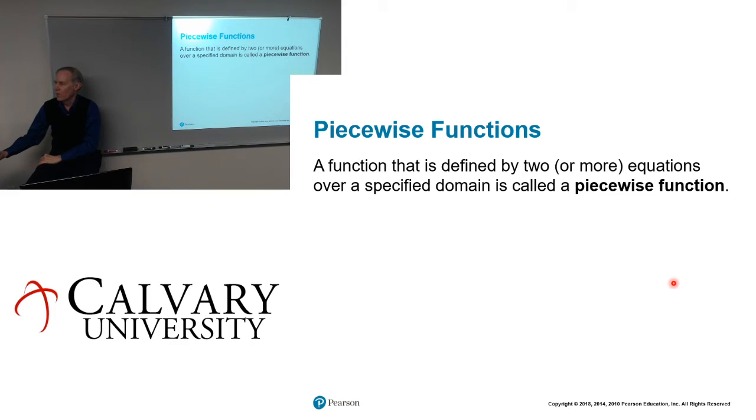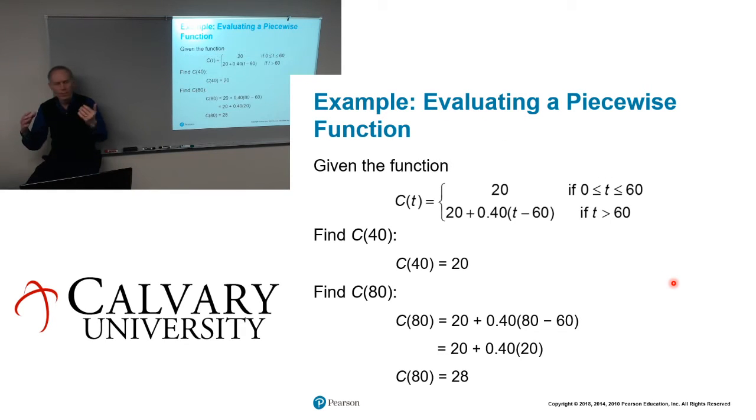A piecewise function means it's defined by two or more equations over a specified domain. So here's an example where you have c of t. Now, even though they're using t instead of x, it means the same thing. So you could have c of t or c of x is equal to this constant only for all values of the domain between 0 and 60. But then it equals another value if t is greater than 60.